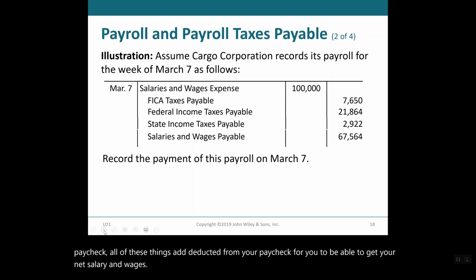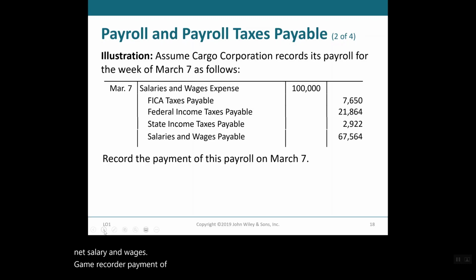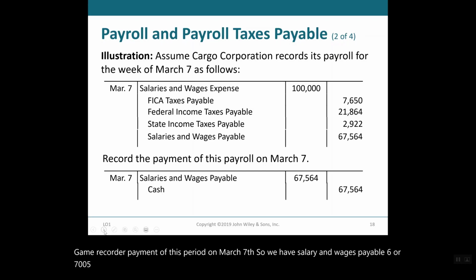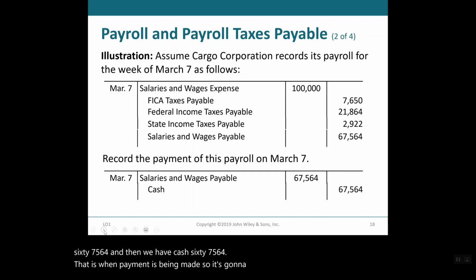Okay, record the payment of this period on March 7th. So we have salary and wages payable 67,564, and then we have cash 67,564. That is when payment is being made. So it's going to be a reduction in our liability and a reduction also in our cash.